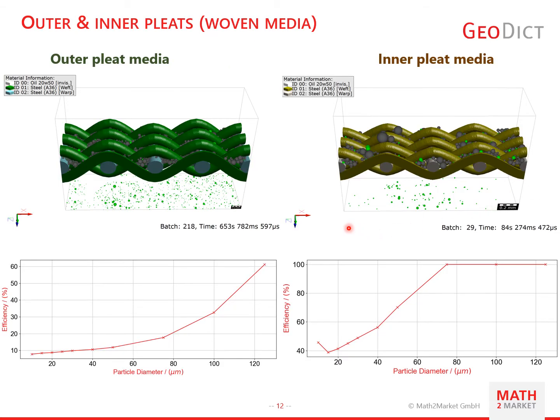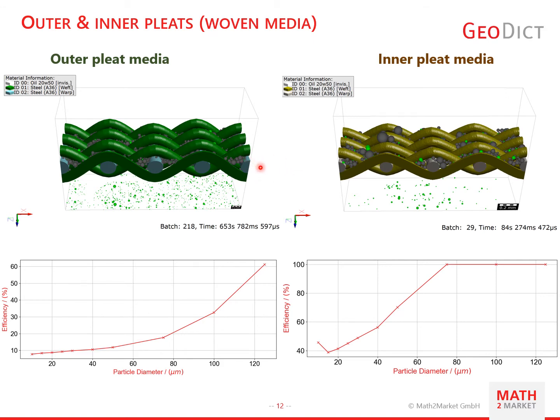So with the mean flow velocity that we computed through the pleats, we need to run a filtration simulation through the outer pleat and inner pleat. In these simulations, we considered the ISO coarse dust A4 particle size distribution and only considering the particles bigger than 10 micrometers for this study based on its application.